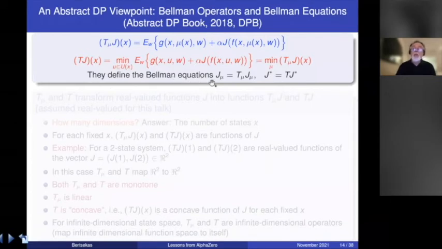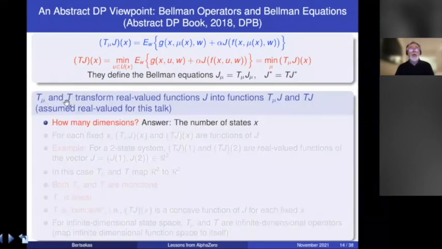And Bellman's equation can be written in shorthand by using these operators. The min Bellman equation is represented as a fixed point equation. J star is a fixed point of T. And there is a Bellman equation for every policy. For a policy mu, J_mu, the cost of that policy, is a fixed point of this mu Bellman operator. So T_mu and T transform real valued functions J into functions T_mu of J and TJ. And for this talk, I'm going to assume that these are real valued.